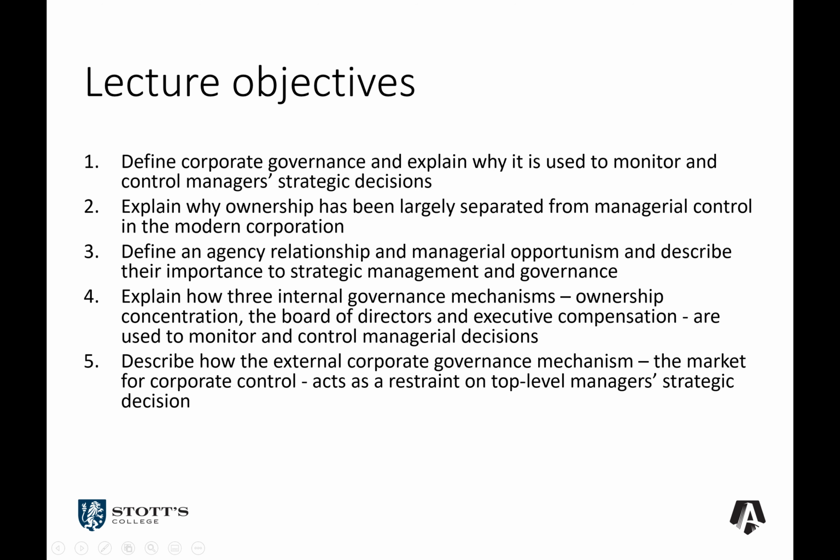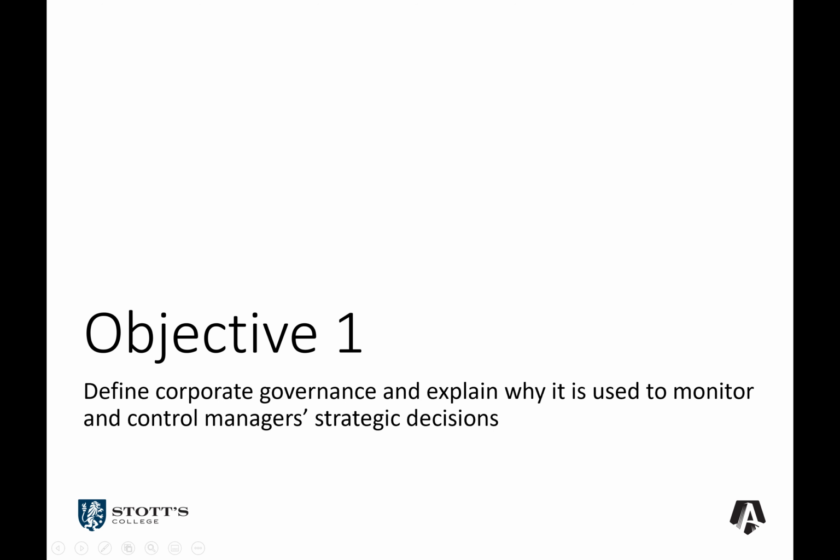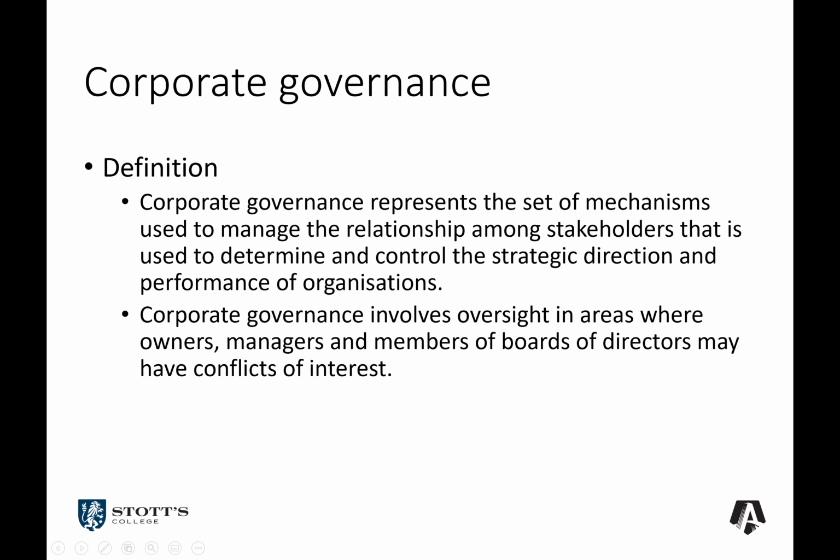Okay, so let's get started with objective 1, which is how we're going to define corporate governance and explain why it's used to monitor and control managers' strategic decisions. So the definition that we're using in this course is that corporate governance represents the set of mechanisms used to manage the relationship among stakeholders that is used to determine and control the strategic direction and the performance of organisations.